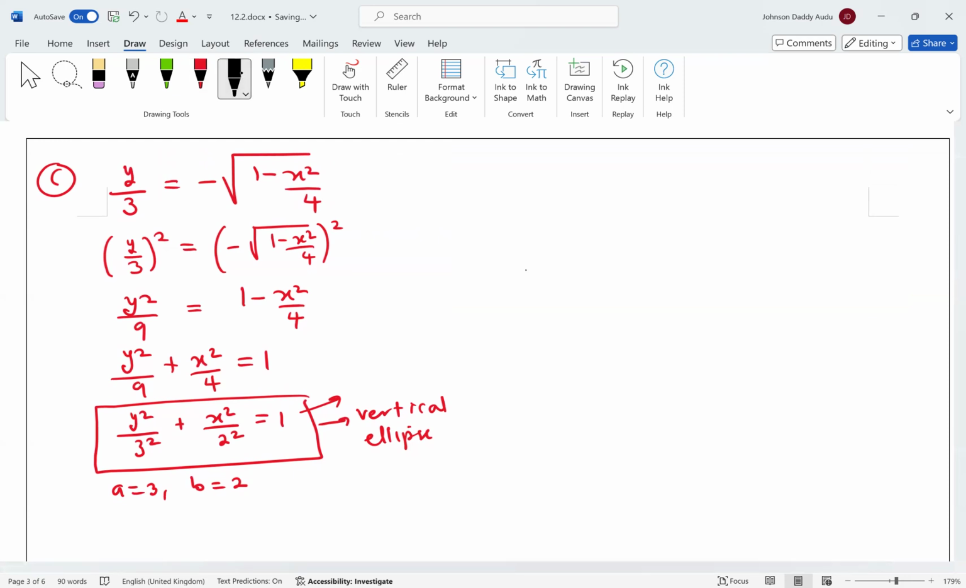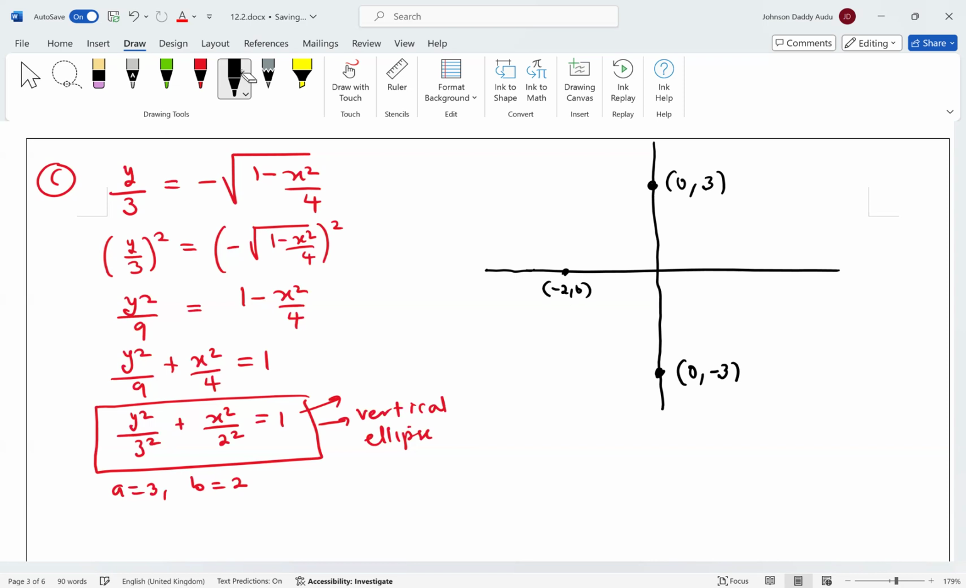So let's try to graph this and see what it looks like. But we know that this graph, the major axis is going to be on the y-axis. So it means this is going to be my vertices. So this is going to be 0, minus 3. And up here, I'm supposed to have 0 and 3. And then for the minor axis, you're going to have something here. Let's say minus 2, 0. Let me expand it a little bit. So minus 2, 0. And then 2, 0.